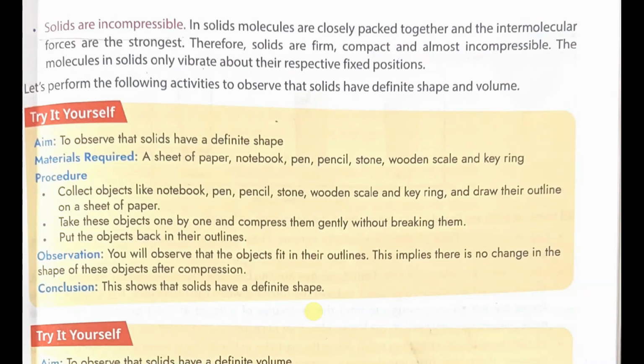You will observe that the objects fit in their outlines. This implies there is no change in the shape of these objects after compression. This shows that solids have a definite shape.